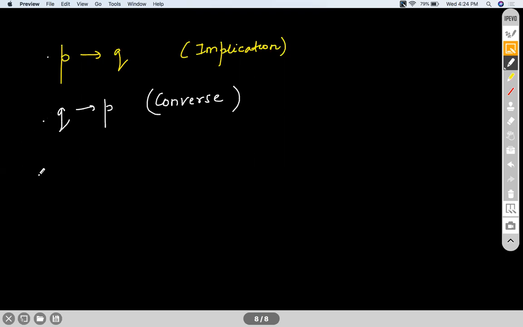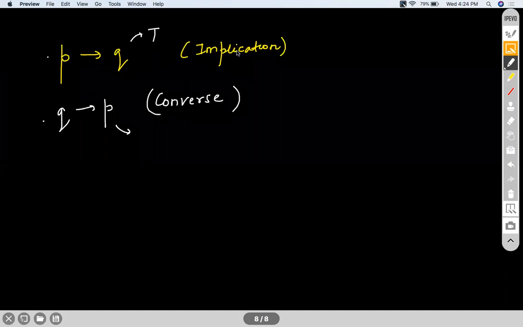Can you give me an example? If this guy is true, then this guy may not be true. Figure it out. Oh yeah. So if X died because of coronavirus, Q implies P, X died doesn't mean he died because of coronavirus.